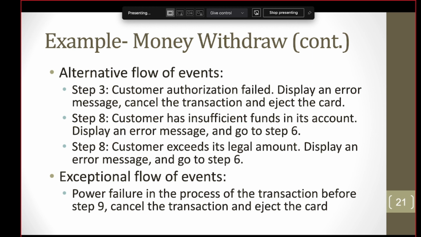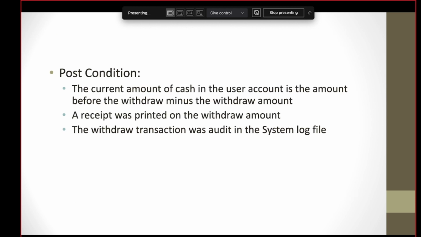No? Sure. Okay, good. So, postconditions. The current amount of cash in the user account is the amount before the withdrawal minus the withdrawal amount. So the account should be debited with that amount, and the balance should be updated. A receipt was printed for the withdrawal amount. The withdrawal transaction was audited in the system log file. So the system also should log this transaction, and the ATM also should keep track of the money which was deducted from the total amount it had before the transaction. These are the postconditions.